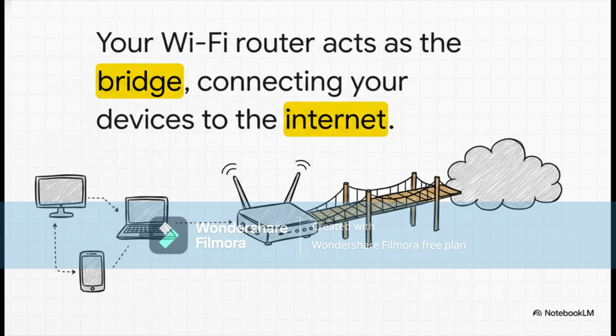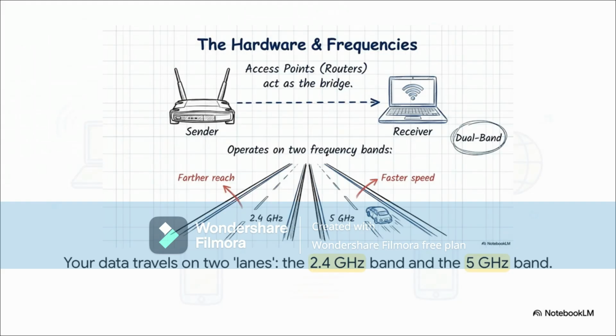And the most important part of this whole highway is your Wi-Fi router. You can think of it as the main bridge or the central station. It's the one thing that connects your phone, your laptop, and your TV to the huge world of the internet. So how does the data actually move on this highway? Well, it has 2 main lanes, or what we call frequency bands.